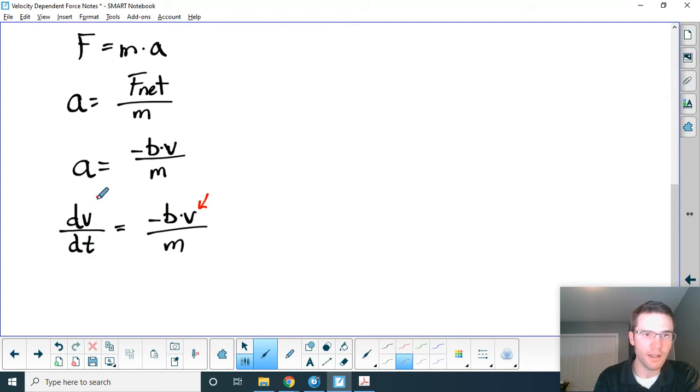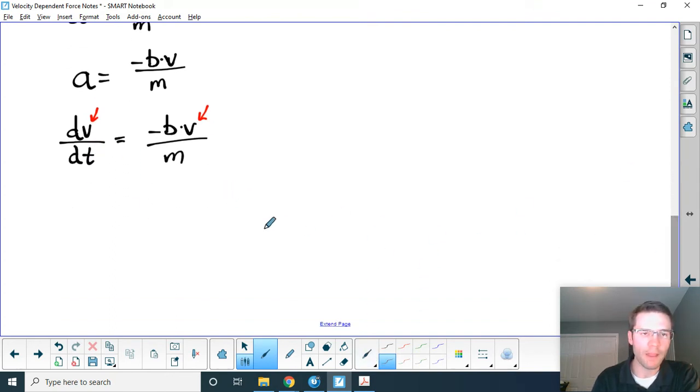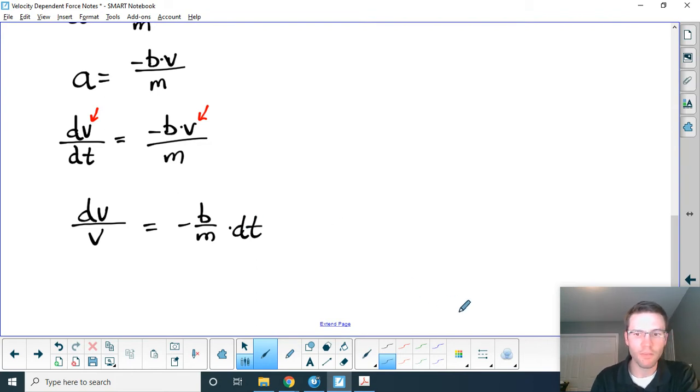So I need to get these v's on the same side and the t out of the denominator on the right side. So I'll divide both sides by v, and multiply by dt on both sides: dv over v equals negative b over m times dt, and I've separated my variables. Once your variables are separated, you can integrate both sides.